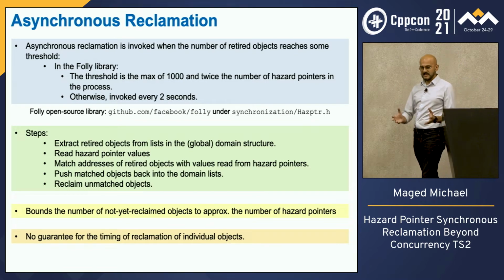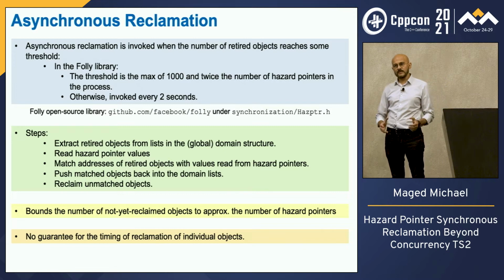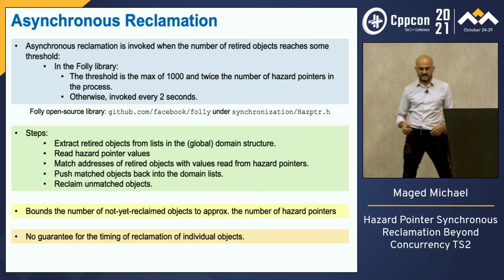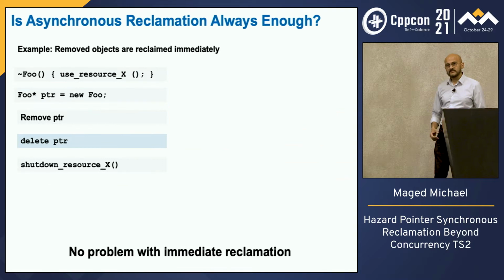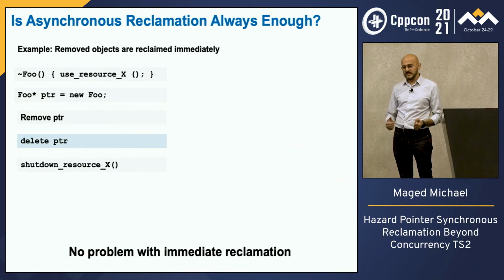So this, as I said, allows us to bound the number of reclaimable objects that are not yet reclaimed. But there's no guarantee for the timing. So let's look at the question: is asynchronous reclamation always enough for the use cases?